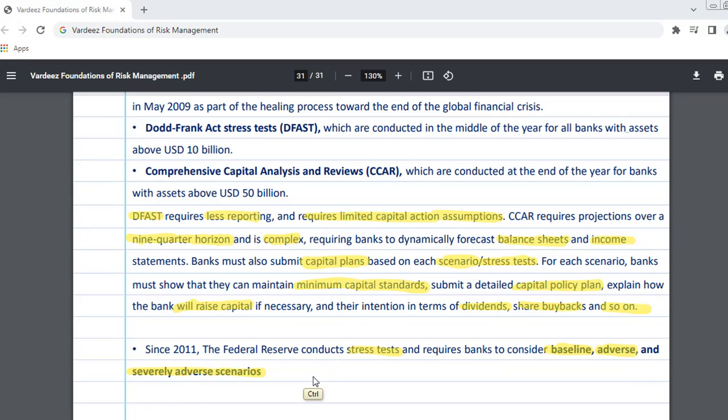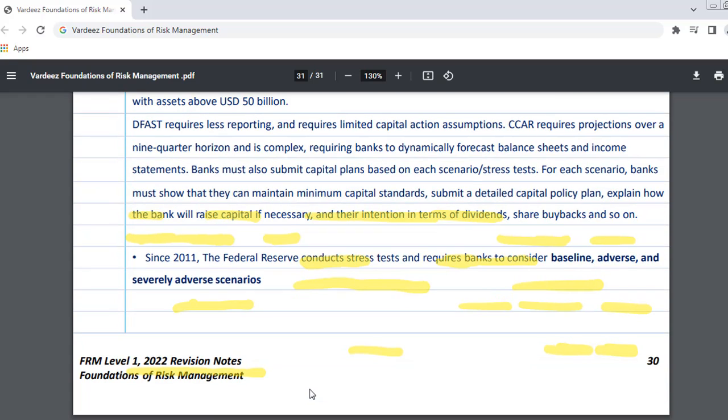Okay, so that's it, guys. We are done with foundations of risk management revision, and as I said, do complete reading number 11, read it thoroughly, and good luck for your exam.